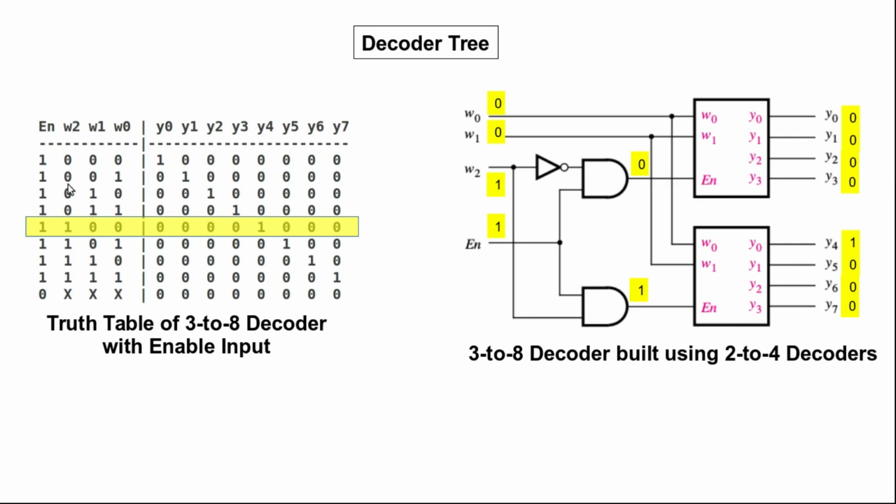Like this you can try out all the other rows, and you will find out that this logic circuit in fact implements this truth table, and hence this is the logic circuit of a 3 to 8 decoder with enable input. And how did we build this logic circuit? We built this logic circuit by using two 2 to 4 decoders. Building decoders this way is called a decoder tree.